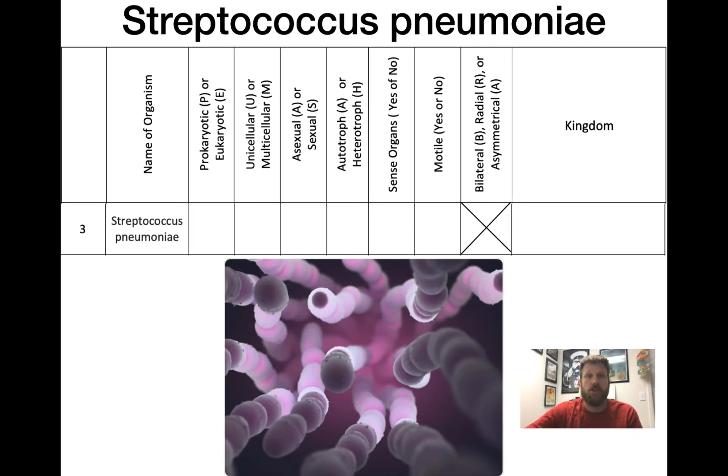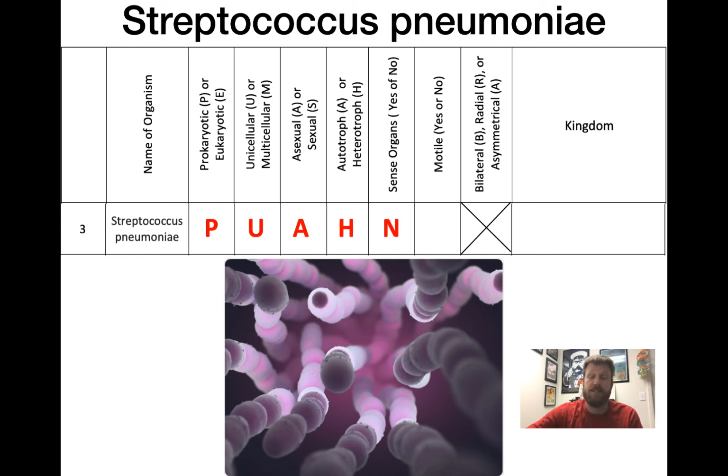So let's look at Streptococcus pneumoniae. This is the bacteria that is responsible for strep throat. Bacteria have cells that do not have a nucleus. Pro means no nucleus, so they are prokaryotes. They are unicellular. Bacteria are unicellular. They will reproduce asexually. They simply divide. Bacteria cells simply divide. There's no sexual reproduction. They do not make their own food, so they are heterotrophs.